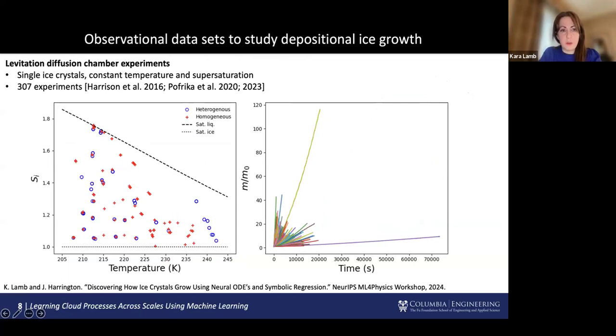So the observational data sets that we have come from laboratory experiments, because we really need these detailed experiments to try to put constraints on these types of processes. And so these are single ice crystals that are grown at constant temperature and supersaturation. And this data set comes from Jerry Harrington's group. And so I have 307 experiments of individual ice crystals that are grown in the chamber. And I'm just showing here the saturation and temperature range of all of these different experiments, and also whether they were homogeneously or heterogeneously nucleated. And so what the data sets look like is these time series of the mass of the ice crystal relative to its initial mass as a function of time.